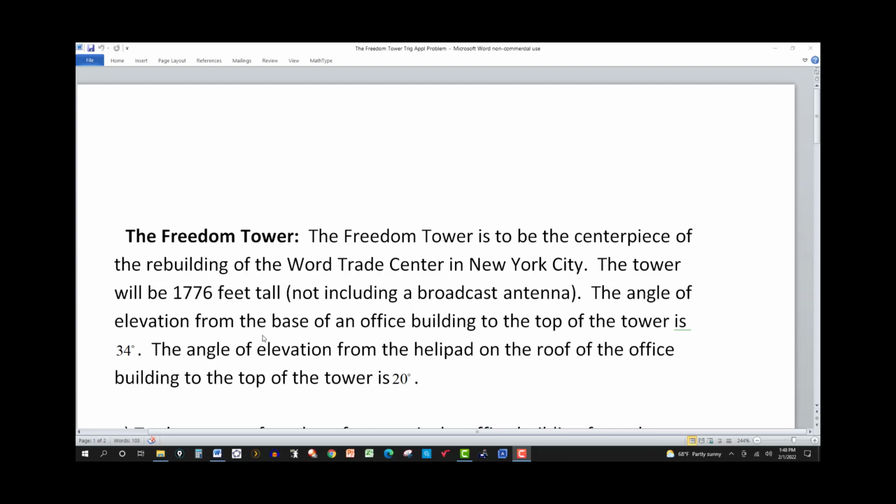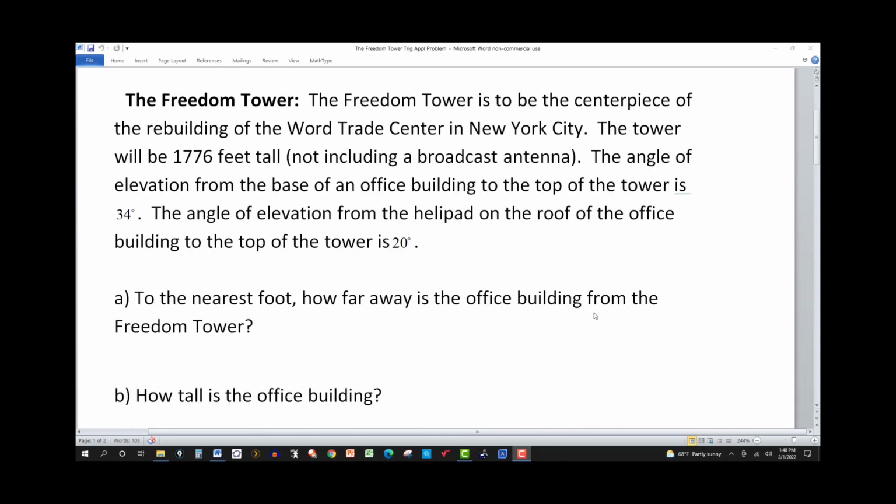The angle of elevation from the base of an office building to the top of the tower is 34 degrees, and the angle of elevation from the helipad on the roof of the office building to the top of the tower is 20 degrees. So the problem then, part A, to the nearest foot, how far away is the office building from the Freedom Tower? How tall is the office building?